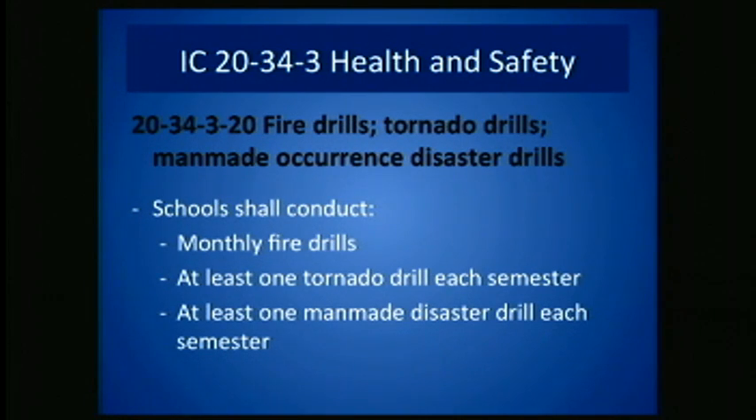And finally, Section 20 of this code describes that schools are required to conduct monthly fire drills and at least one tornado and one man-made disaster drill each semester. This is where a lot of the schools with this man-made disaster requirement do things for school safety, such as lockdown drills.